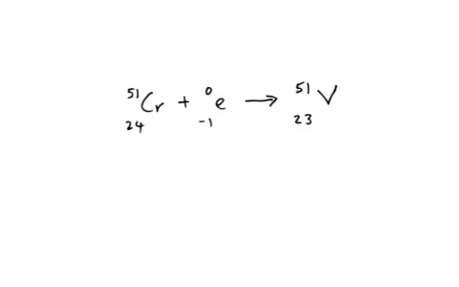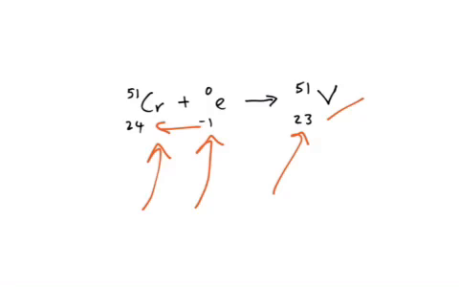If we look at another example of this, chromium with a mass of 51, if you add a negative charge to the nucleus, you end up with only 23 protons, so it turns into vanadium rather than chromium.